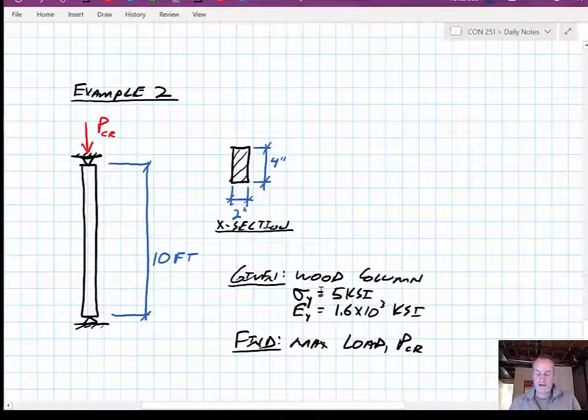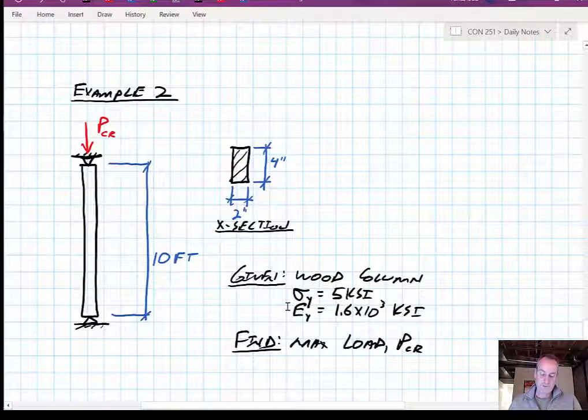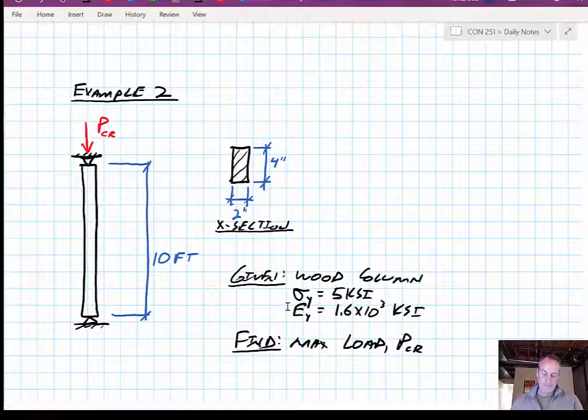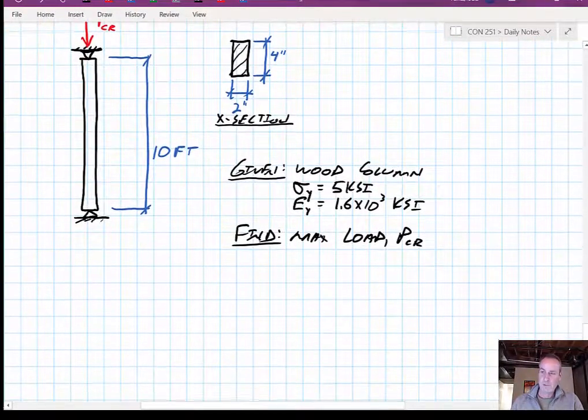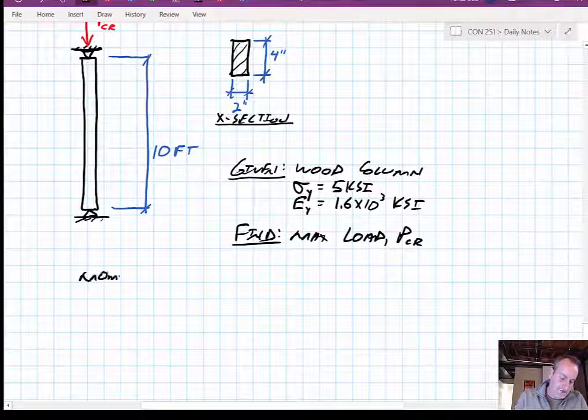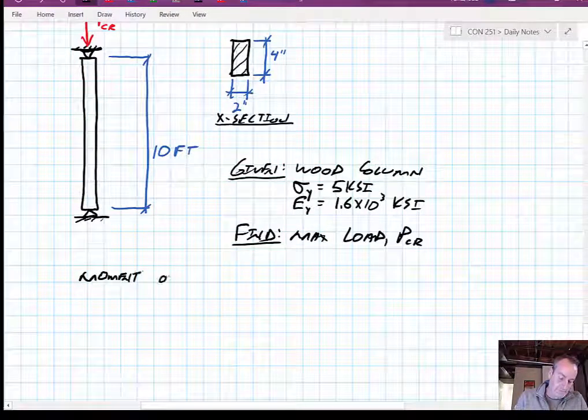Our yield stress, so when it would fail, is 5 kips per square inch. Modulus of elasticity is 1.6 times 10 to the 3rd. What we want to find is the maximum force I can apply to this 2x4. Well, let's go ahead and start by finding the moment of inertia for this 2x4.